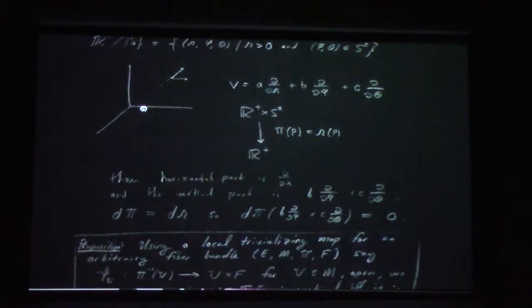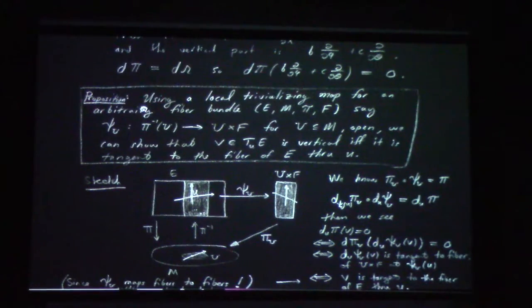I'm not sure how much of these details we need to get into. I'll try to go over a little bit so we're not too lost as we go on. So, proposition: using a local trivializing map for an arbitrary fiber bundle, in other words, remember, it's that map from the inverse image over the base space to the Cartesian product of U and F, we can claim that V is a vertical vector if and only if it is tangent to the fiber of E through U.